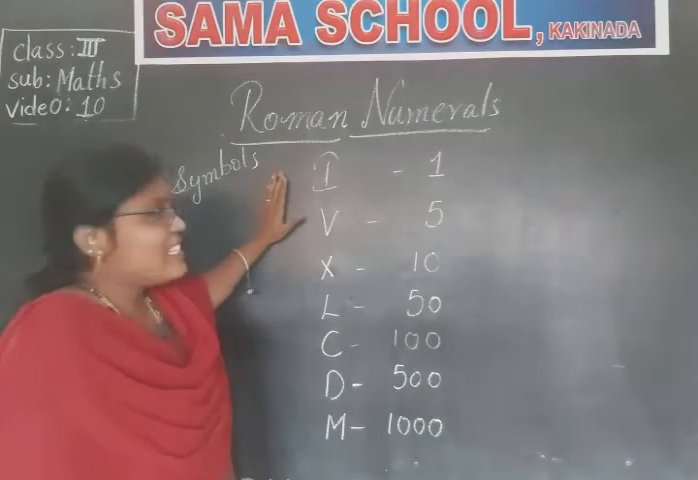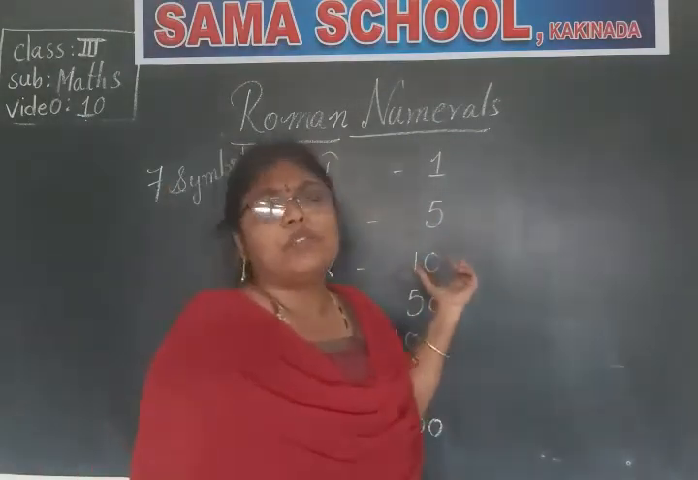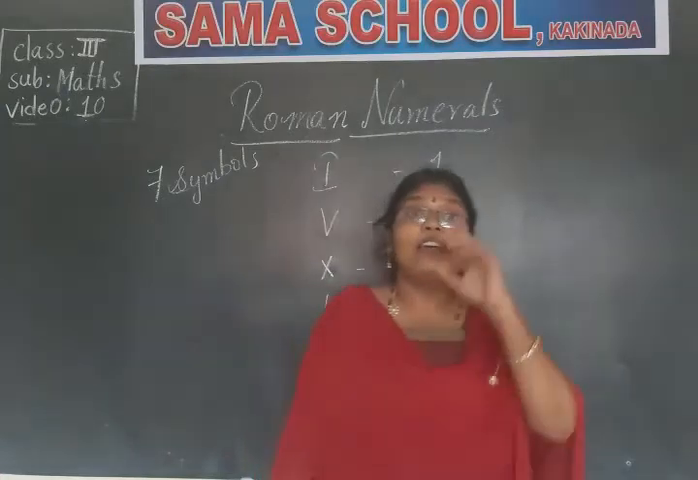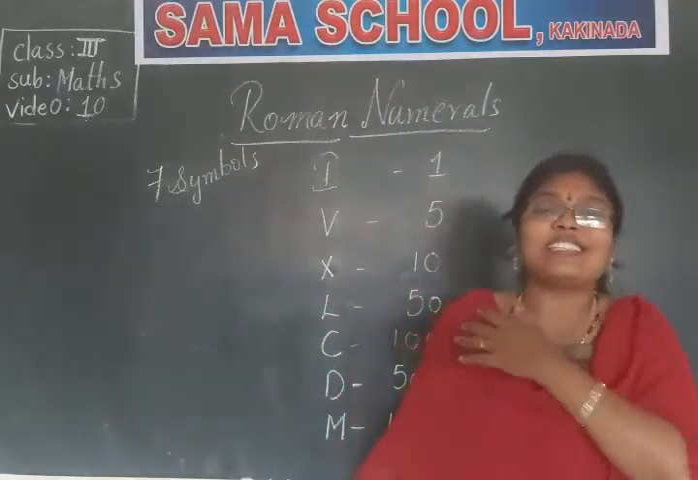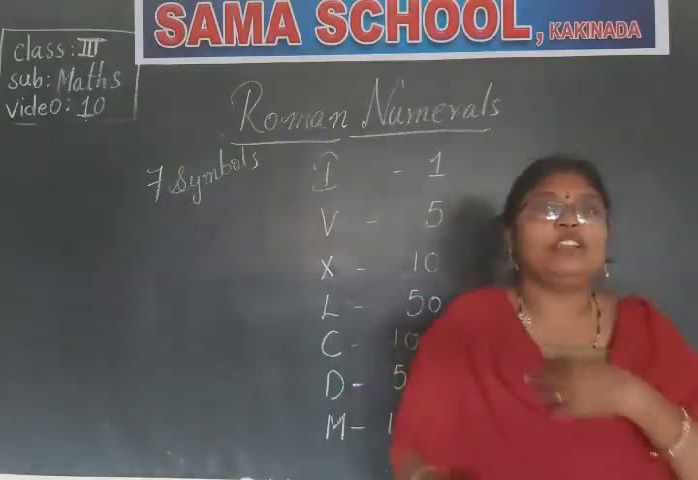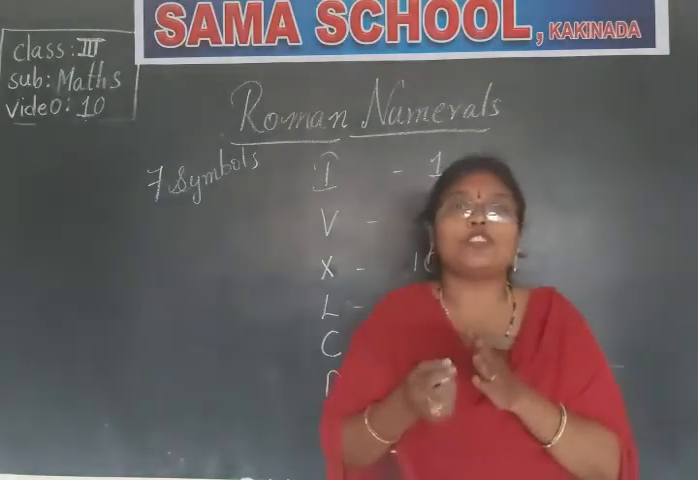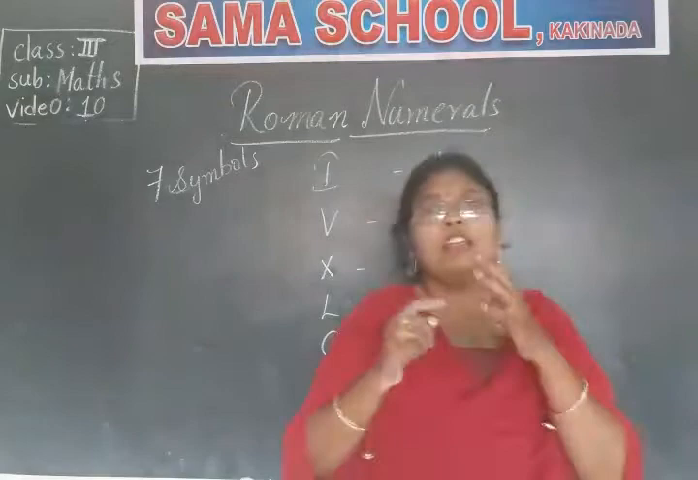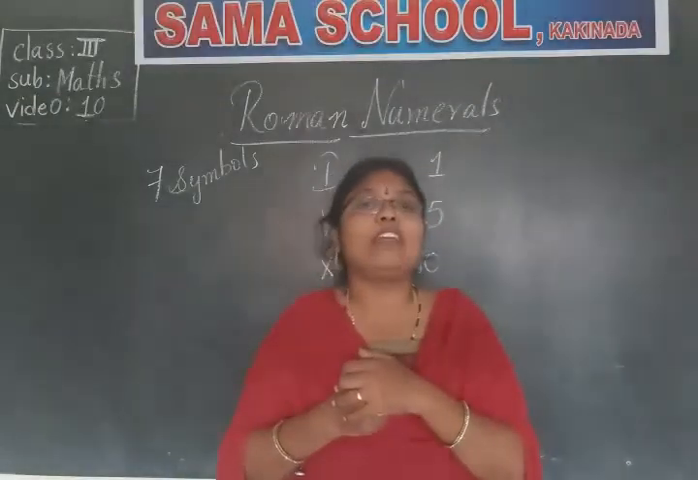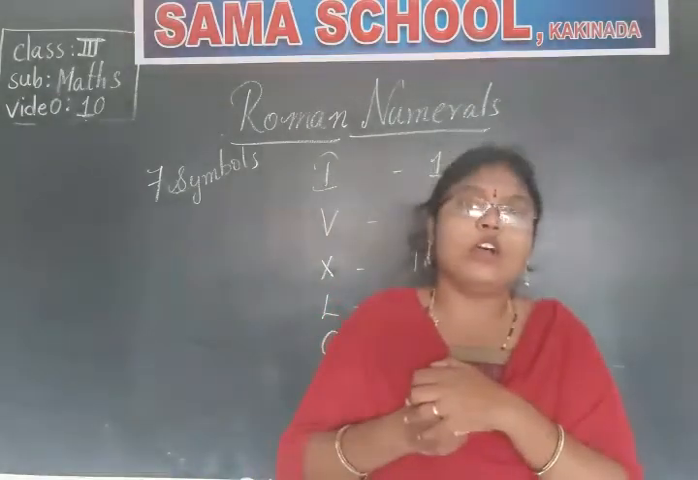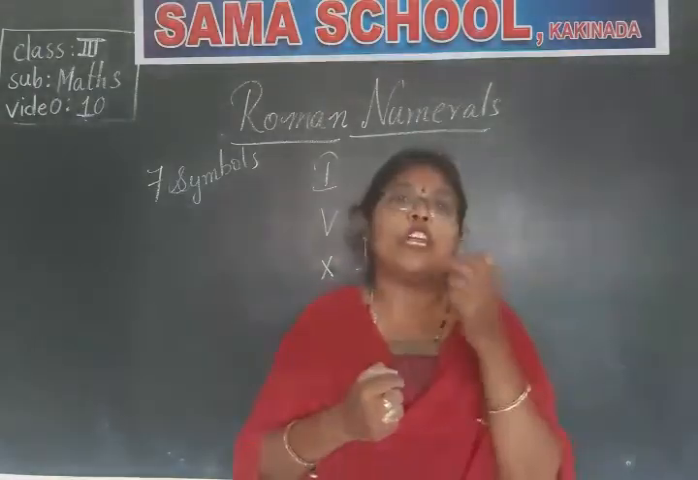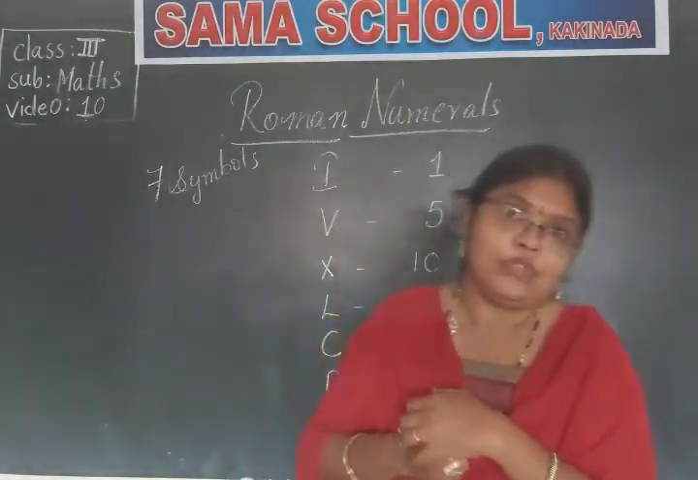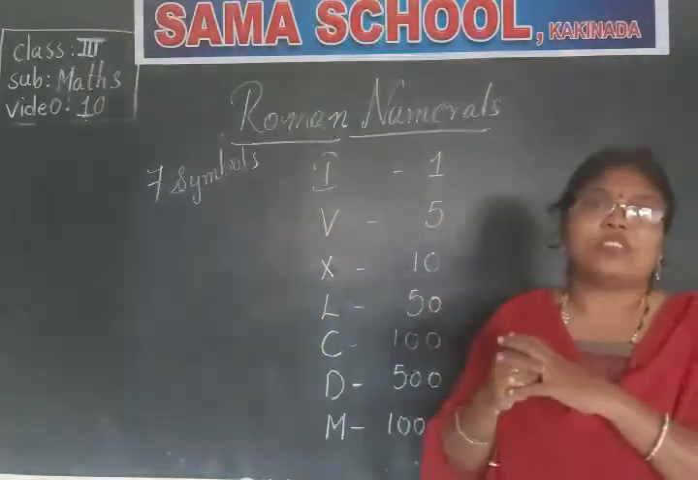See children, we can write many numbers using these 7 symbols, but you cannot write them as you wish. There are some rules to write Roman numbers using these 7 symbols. There are certain rules, but here we are learning only 2 very important rules now. So what are the rules?